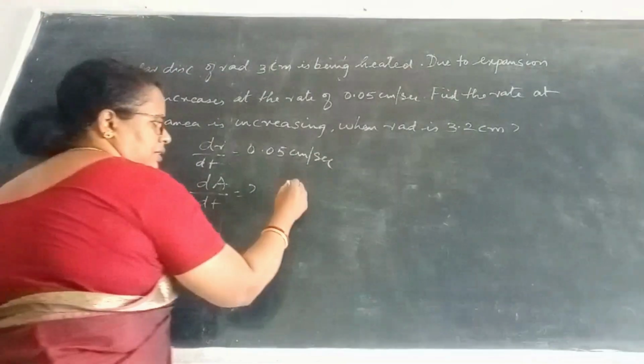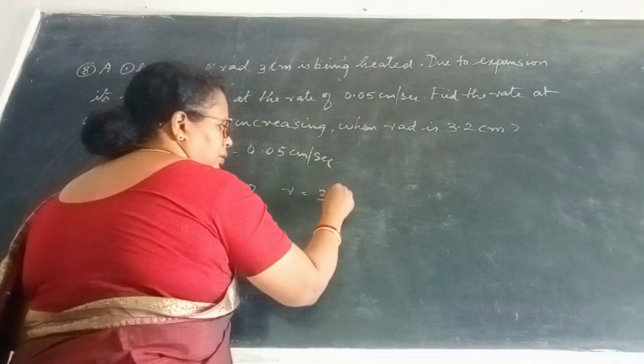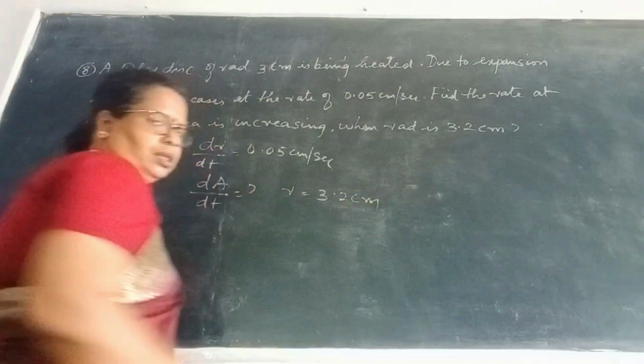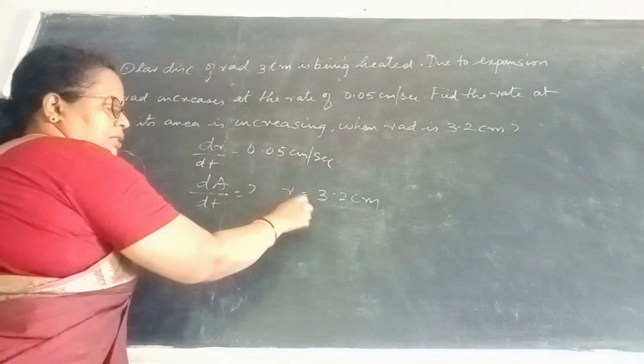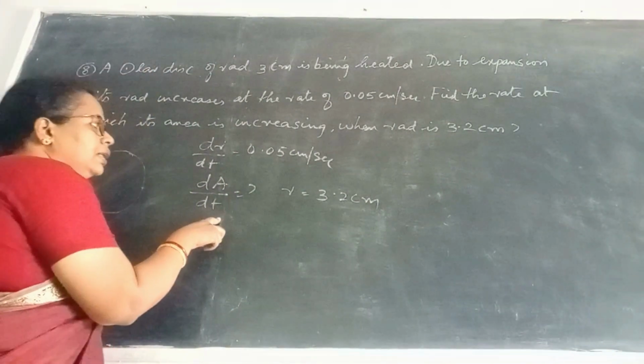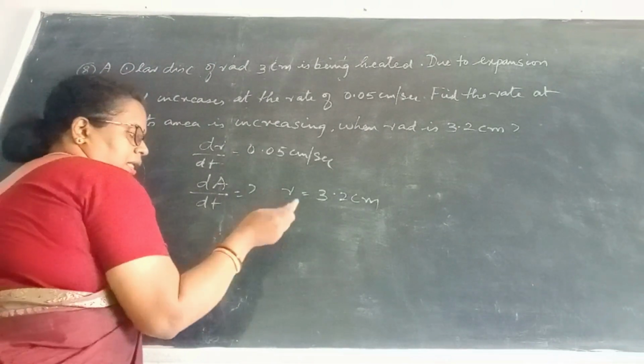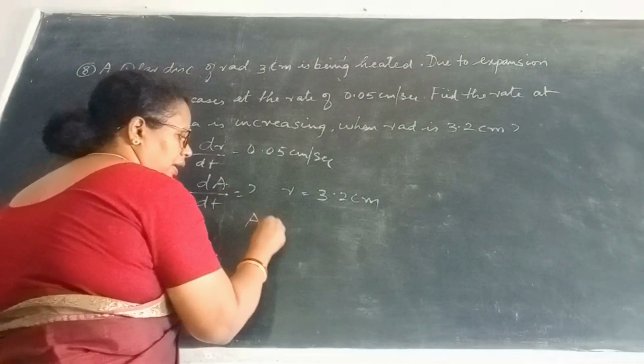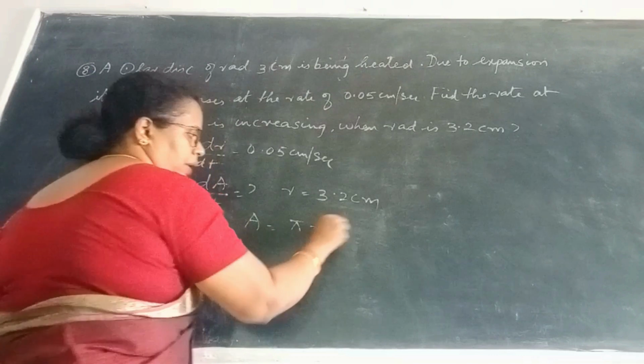When the radius is 3.2. So it's a simple question. dA by dt is asked when r is 3.2. What is the shape? It is a circle.